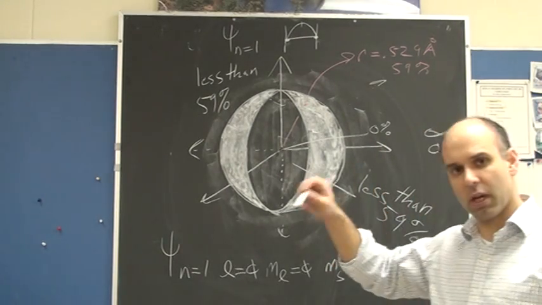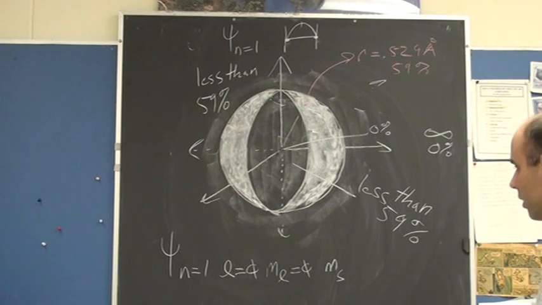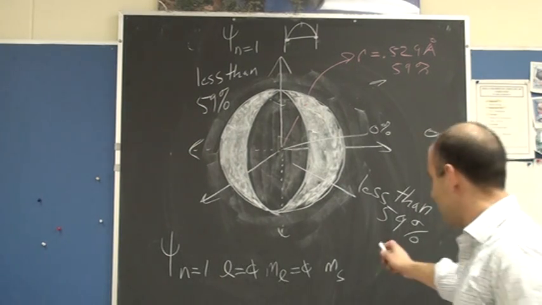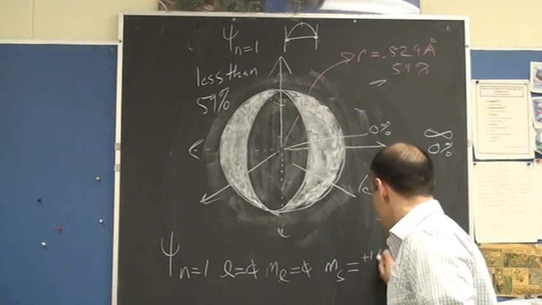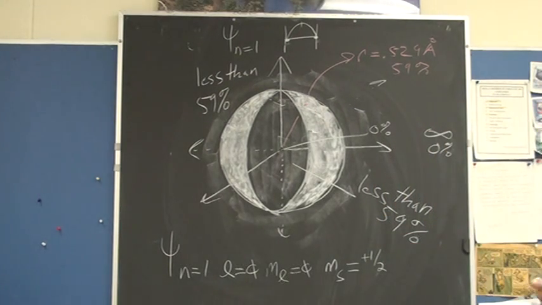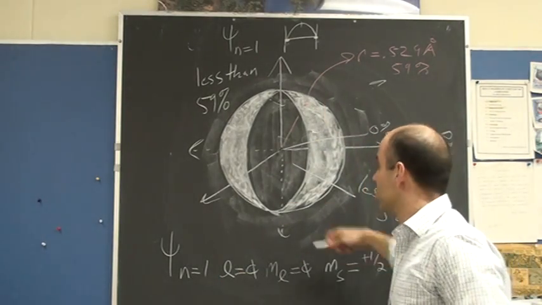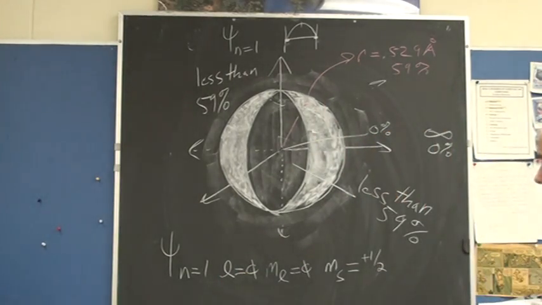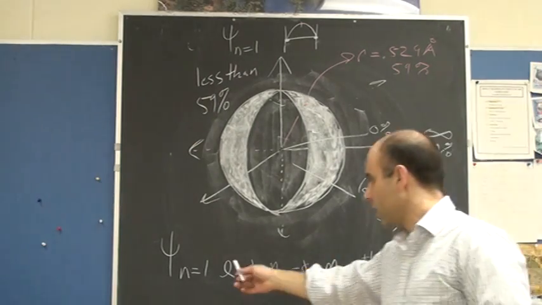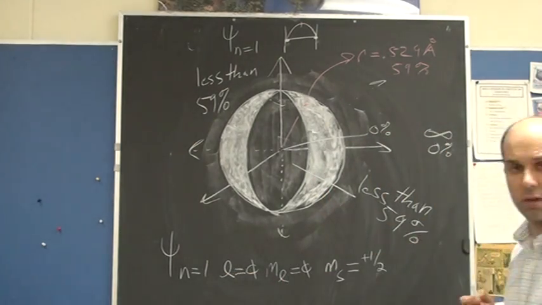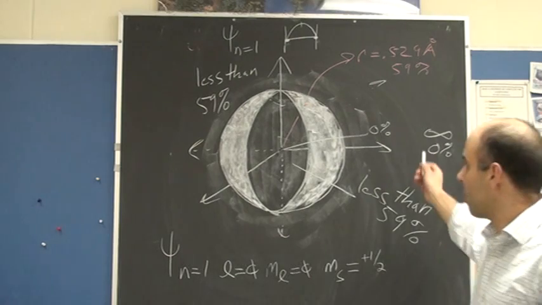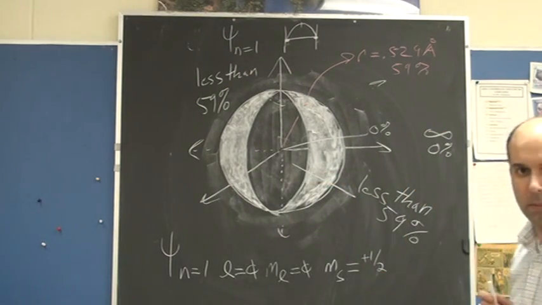The electron can be spinning clockwise or it can be spinning counterclockwise. So I arbitrarily picked plus 1/2. So these 4 variables get plugged into that diagram. For an electron that has those 4 values, our probability graph will look like that.